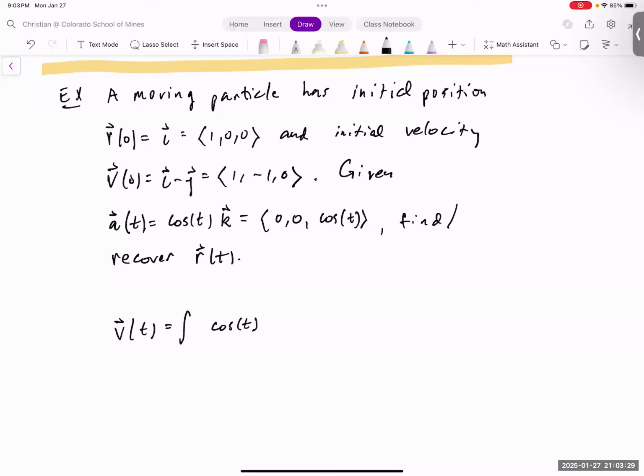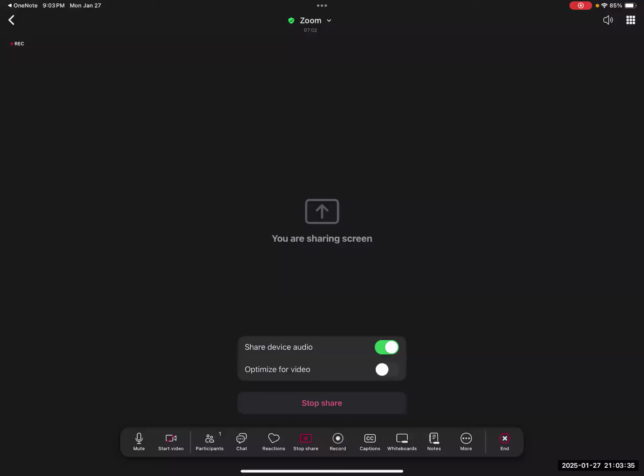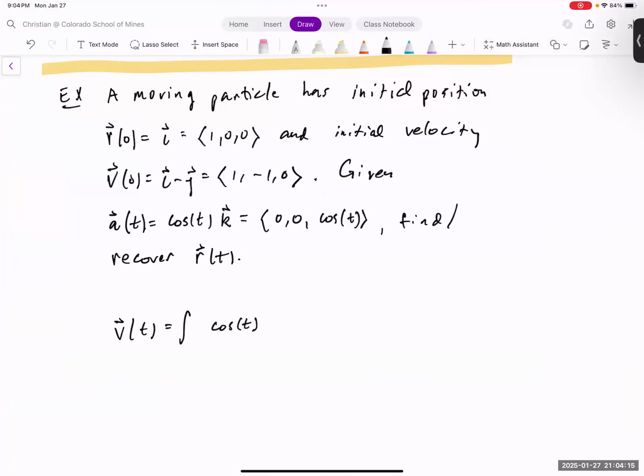Okay, I'm back. So we're looking for the indefinite integral of cosine t dt. Oh, sorry, we have vector notation. So vector k. This is the antiderivative of 0, 0, and cosine t. I'm going to leave the antiderivatives of 0 and 0 as particular constants out of this.